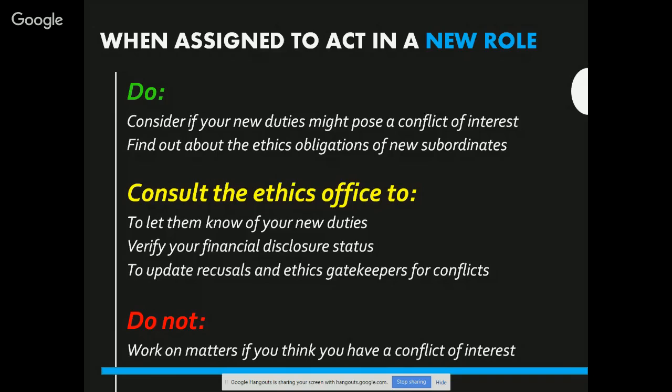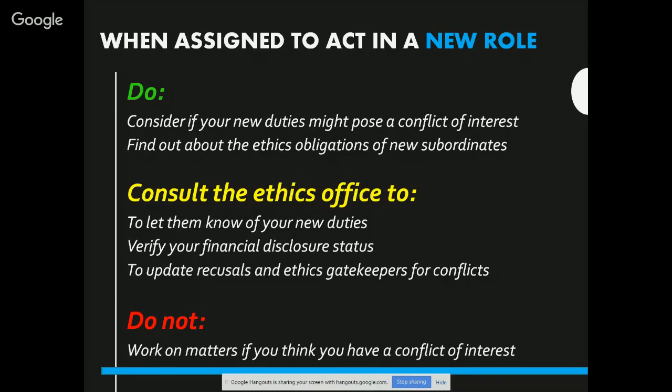We want them to consult the ethics office to let us know if they have new duties, right? We're probably going to review their financial disclosure reports or periodic transaction reports. And we can only provide complete conflicts advice if we understand the scope of their duties. If there's any change brought about by the acting status that might change their financial disclosure status, or they're concerned about that, they should consult the ethics office.